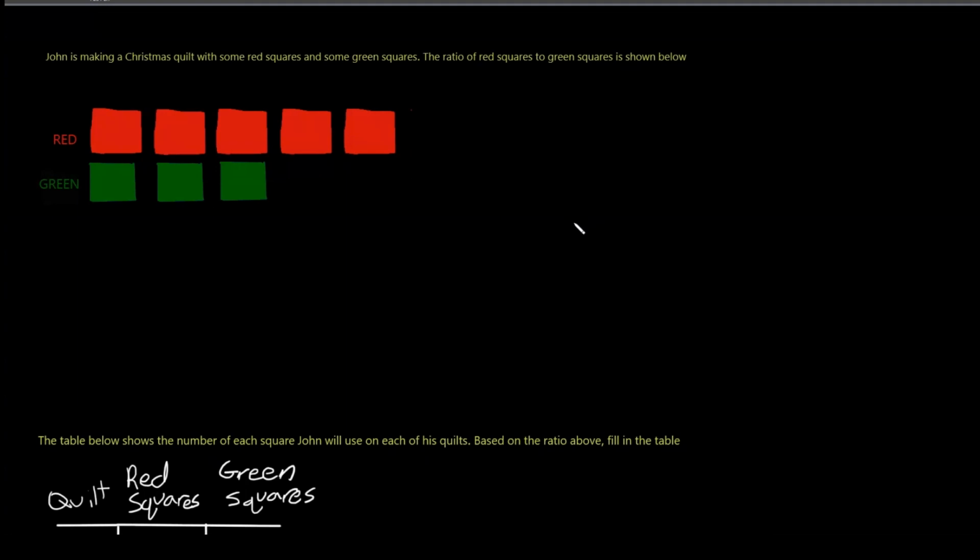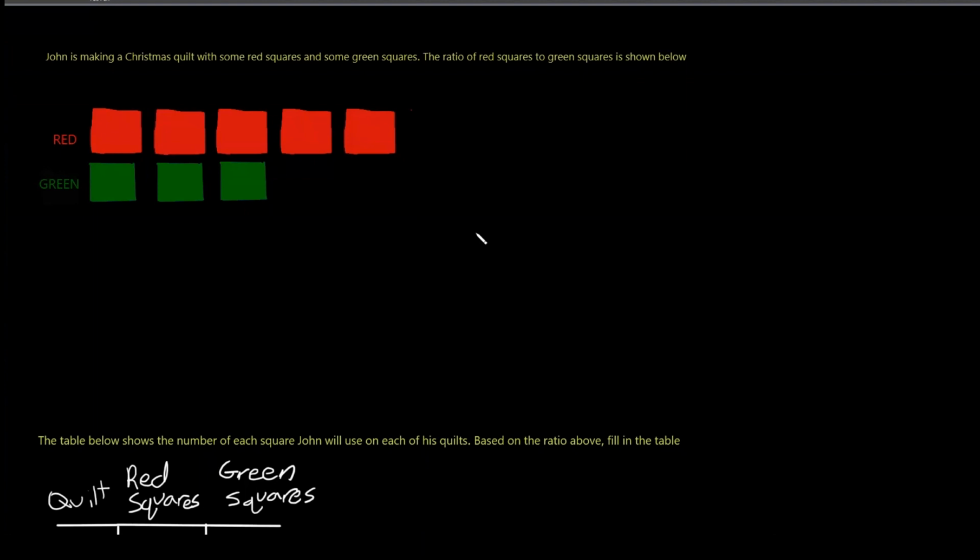In this video, what we're going to do is talk about some problems with equivalent ratios. This problem says that John is making a Christmas quilt with some red squares and some green squares. The ratio of red squares to green squares is shown below. So in order to solve the ratio, we need to count up each of the different color squares.